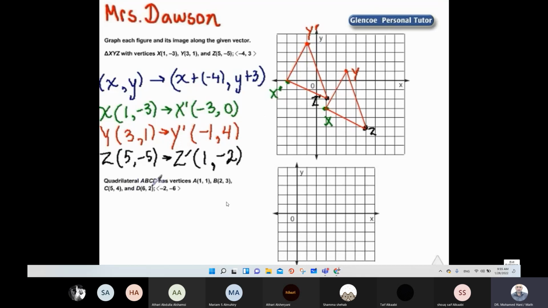We'll work with the quadrilateral ABCD in a very similar fashion. (x, y) will become (x plus -2, y plus -6). And that's a translation of 2 units to the left and 6 units down.